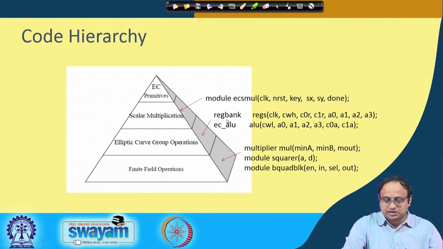Finally, all of these are combined into a scalar multiplication. This is your top level module, or ECS mul, where you take the input, that is the key, and based upon that you do your scalar multiplication. When the result is done, you get a done signal to flag that the computation is complete.